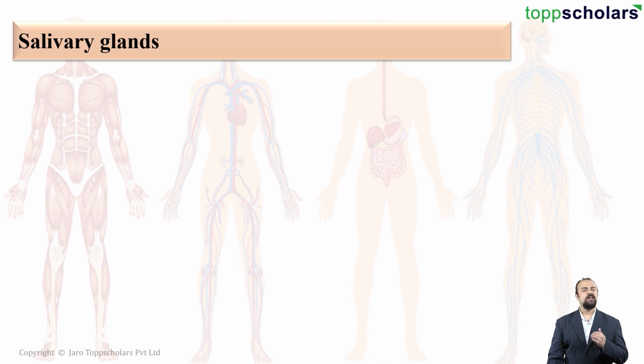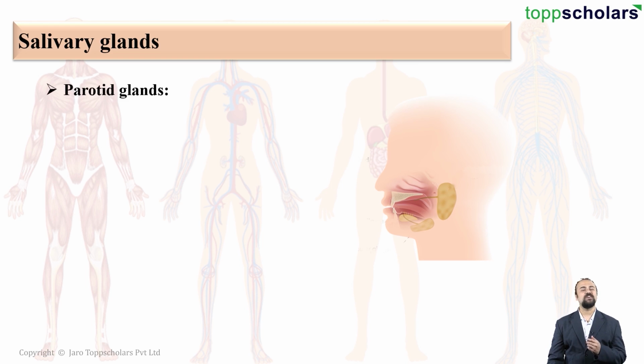Moving on students, now let us take a look at the various salivary glands. Let us have a beautiful image. What you see here students, all the glands in yellow are the salivary glands. Let us see their names. The very first one, the largest, are the parotid glands. Students, these glands are located in front and below each ear, one on the left and one on the right. So therefore, they are a pair of parotid glands.